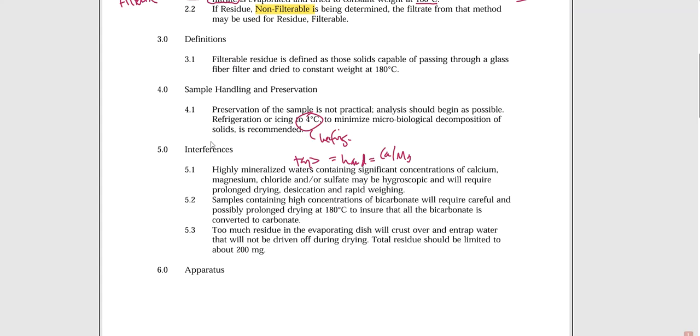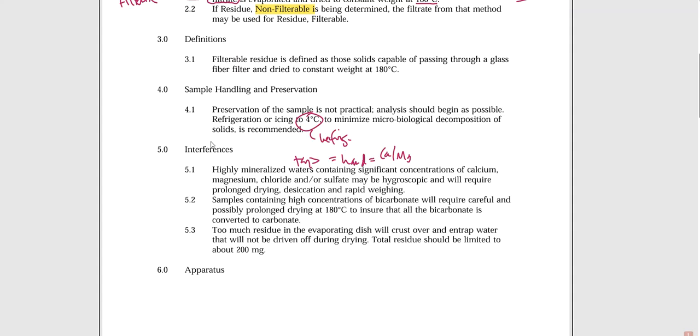So this is something that we've got to deal with. And it says, listen, you might just have to heat them a little bit longer. Just be more patient with them. 5.2 says samples containing high concentrations of bicarbonate will require careful and possibly prolonged drying at 180. So once more, this is not a drastically huge deal. You just need to go into this knowing that your heating process is going to take a little bit longer. So we're okay with that. We just have to be patient.